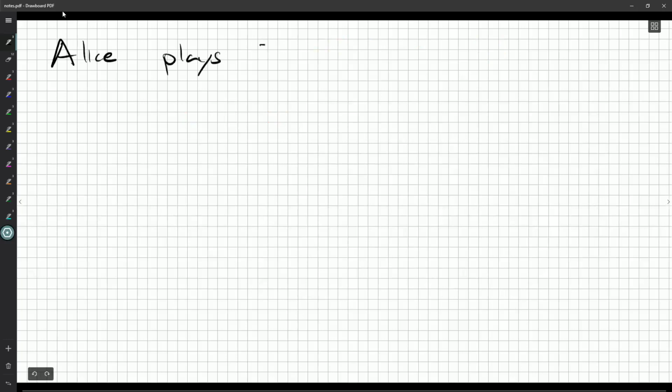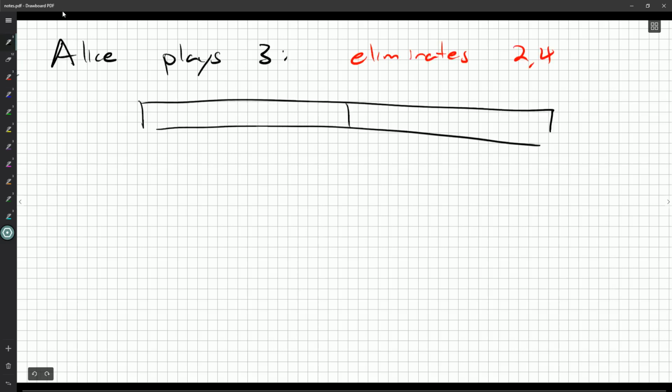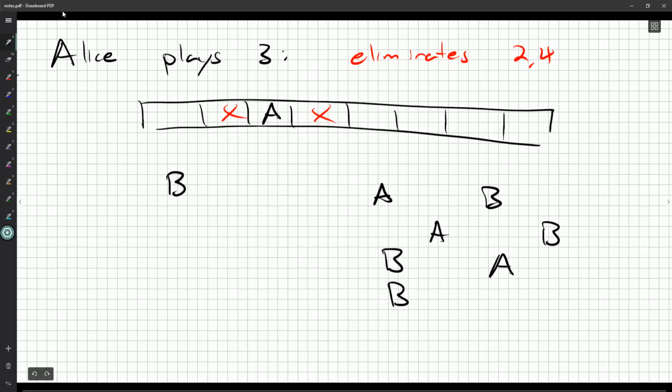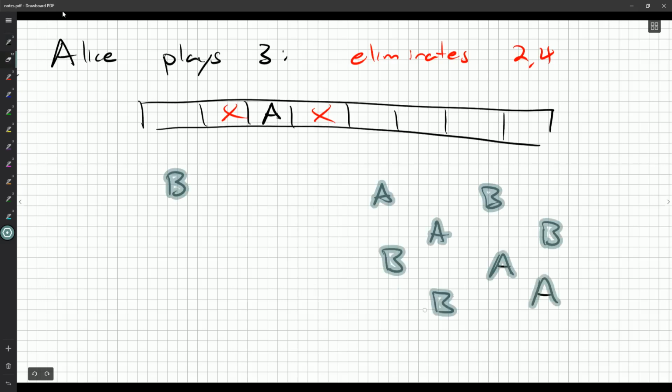So Alice plays 3. This eliminates 2 and 4. Alice plays here. And so now we've got a question, what can Bob do? So I'm really tempted to have Bob play over here. And so that's not going to eliminate anything. And then Alice can play in one of these 4 spots. She plays here, Bob plays here. She plays here, Bob plays here. If she plays here, Bob plays here. If she plays here, well, Bob could play there, but I think for symmetry's sake, I'll have Bob play here. So I think, yeah, that seems reasonable. Just have to write that up.